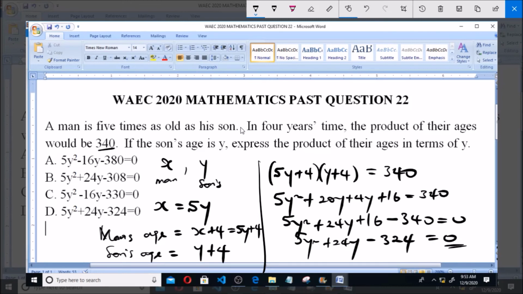Now this is the expression we are looking for, and looking at this expression, it is the same as option D. So option D is the correct answer to this question.